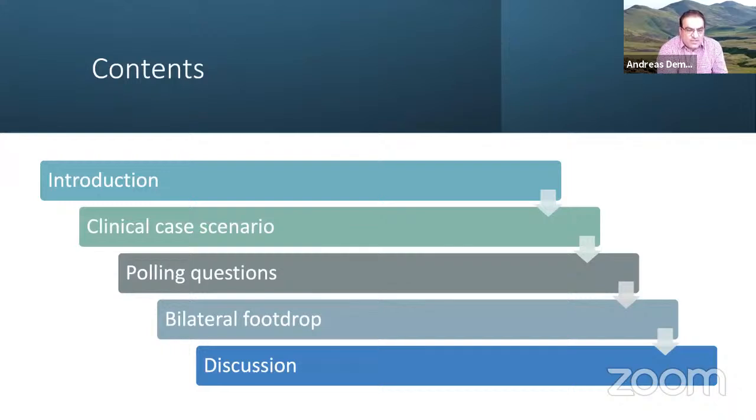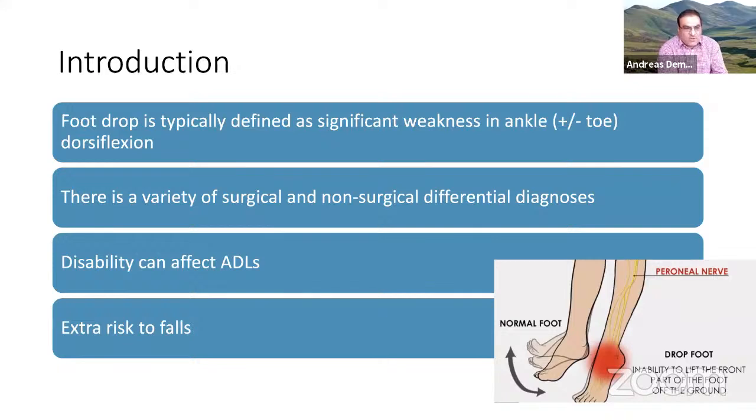Right, so I have no disclosures. I'll make a small introduction, share a scenario. Anna will throw a couple of polling questions just to get us in the mood. I will then talk about acute bilateral foot drop and finish with some thoughts and probably more questions than answers. So in terms of foot drop, for the non-peripheral nerve neurosurgeon, we all know this is typically defined as significant weakness in ankle plus or minus toe dorsiflexion. There's a variety of surgical and non-surgical differential diagnoses that we should never forget. It is a disability which can affect activities of daily living, and especially in the elderly, it provides an extra risk of more falls and more injury, and therefore its management is something we all need to improve on.